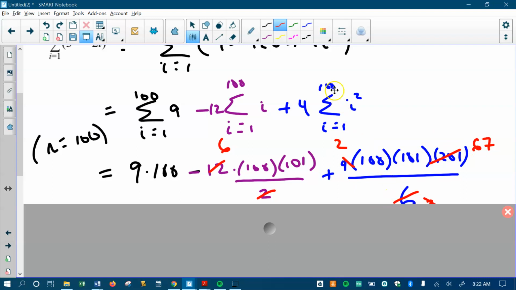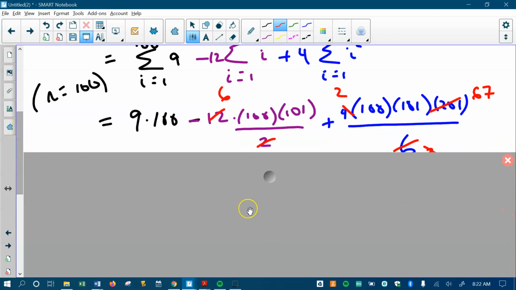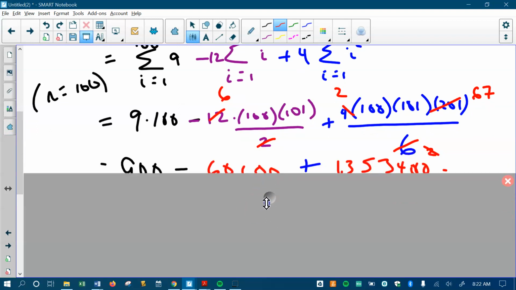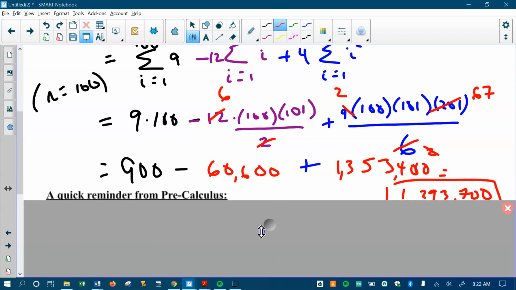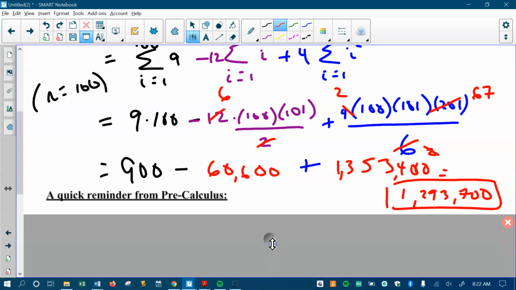It's just waiting to multiply that final part. And that final part here was 100 times 101 times 201, which is n, n plus 1, and 2n plus 1, all divided by 6. Now, I tried to solve this without using a calculator as much as I could. I think I called mercy when I had to do 134 times 101. But here is your final answer, 1,293,700. When I return to class, I'll show you how to do these on your calculator if you don't already know. But hopefully you got that answer.